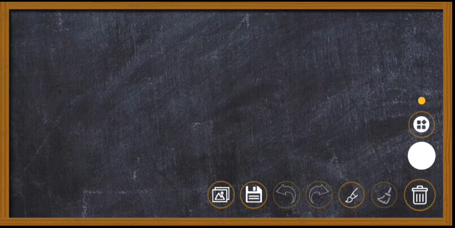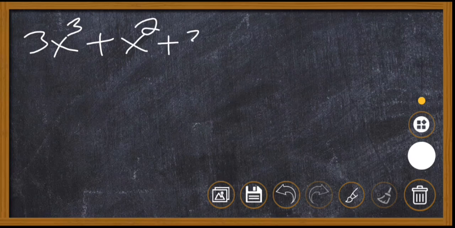Let's look at another example. Let's say you have 3x power 3 plus x squared plus 3x plus 5. This is divided, let's say, by x plus 1.